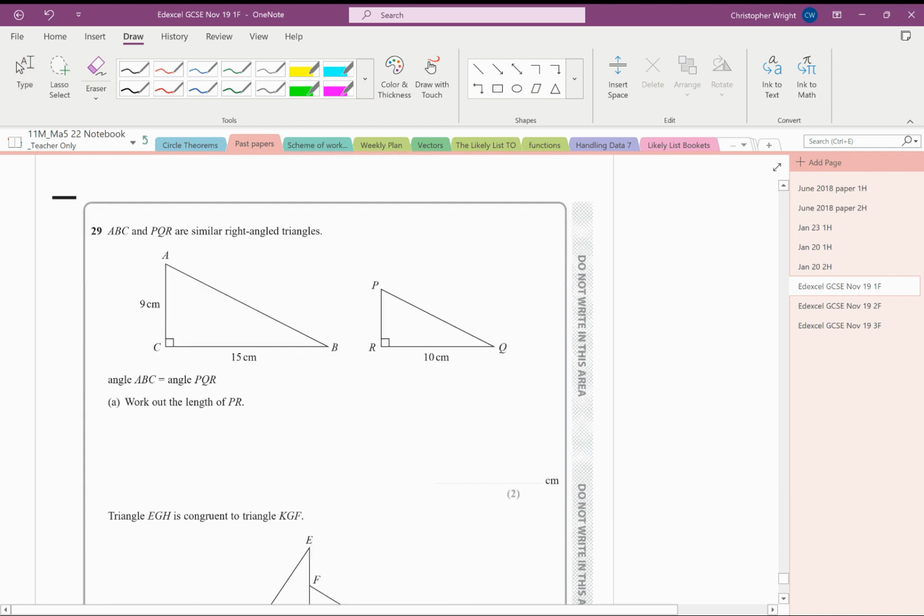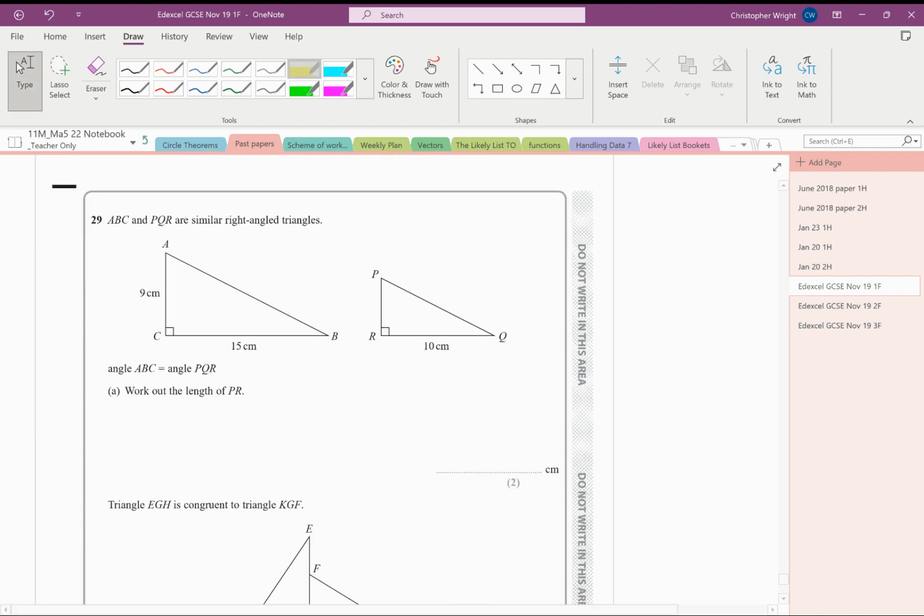Number 29. ABC and PQR are similar right-angle triangles. Here they are. I can see that this is 15, this is 10, which means that to move from there to there, I multiply by 1.5.